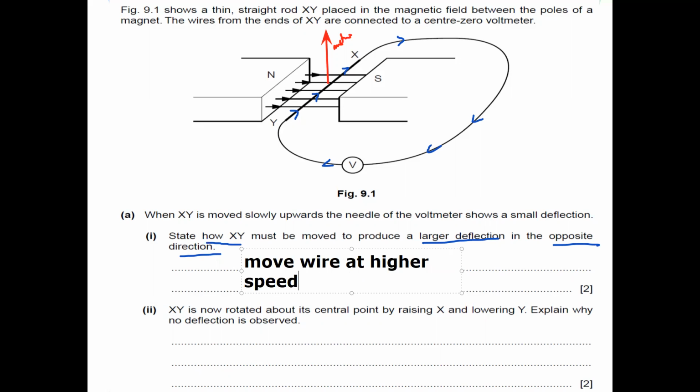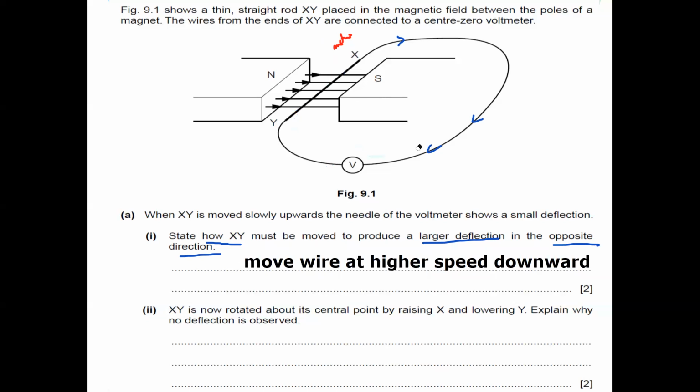That is one thing, because if we move the wire at a higher speed, there will be a large deflection. But because the deflection should be in the opposite direction, we should move the wire at high speed in the opposite direction, or move the wire at high speed downward. Because first we were moving upward. So if I want the direction of the current to be opposite, I should move it downward.